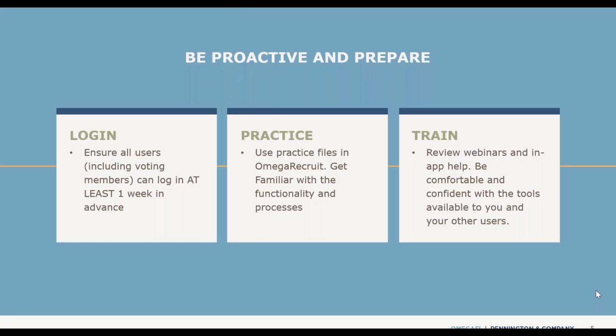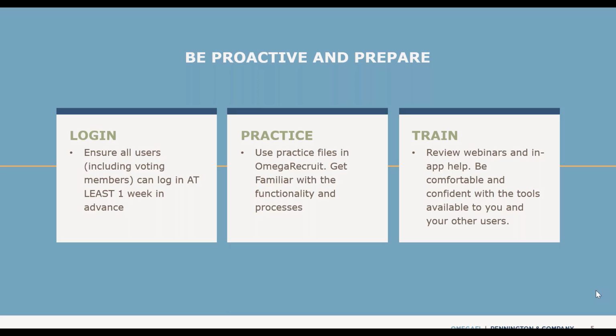For tips for a successful recruitment, we go over this with formal recruitment as well. And the same applies to COB, whether that be, again, following formal recruitment or during your off season where you may be able to do COB. You want to make sure you're following these three steps, making sure that all of your members are able to log in, especially the ones who are going to be voting, and can log in at least 1 week in advance. So check that early. That way you're not running into last minute login issues.